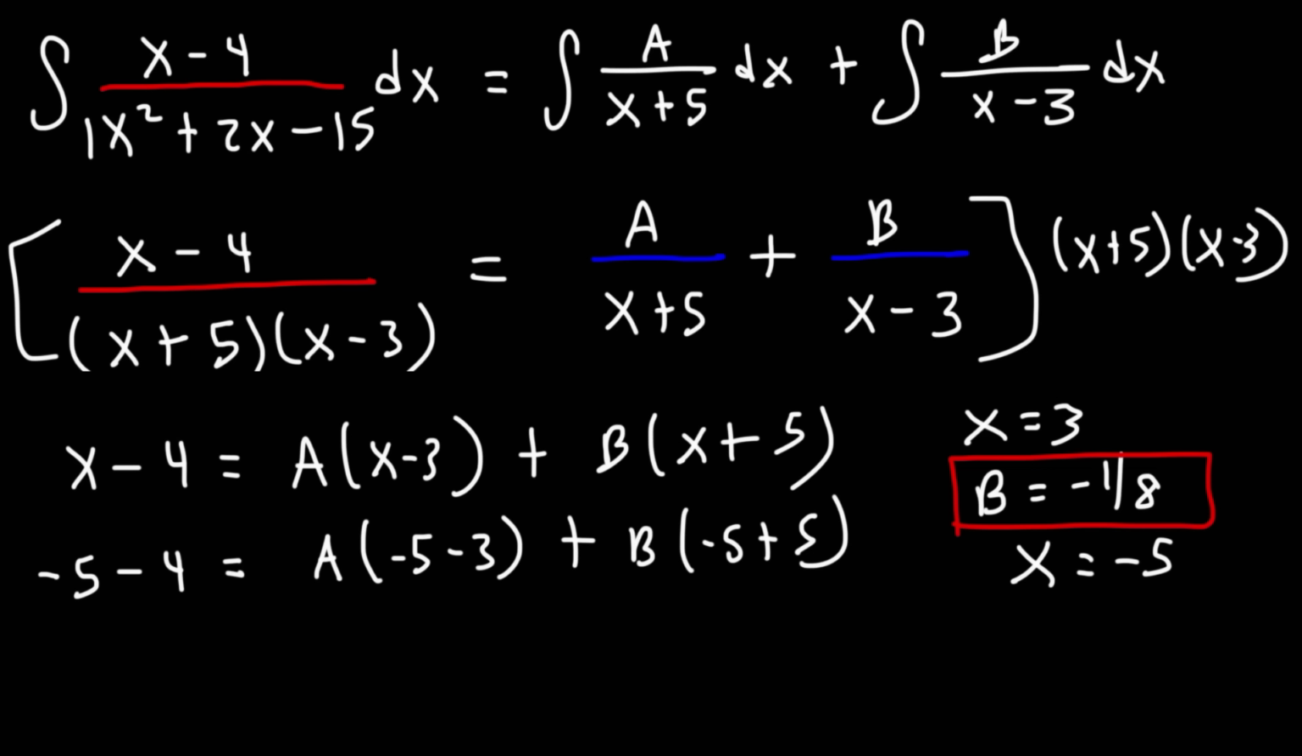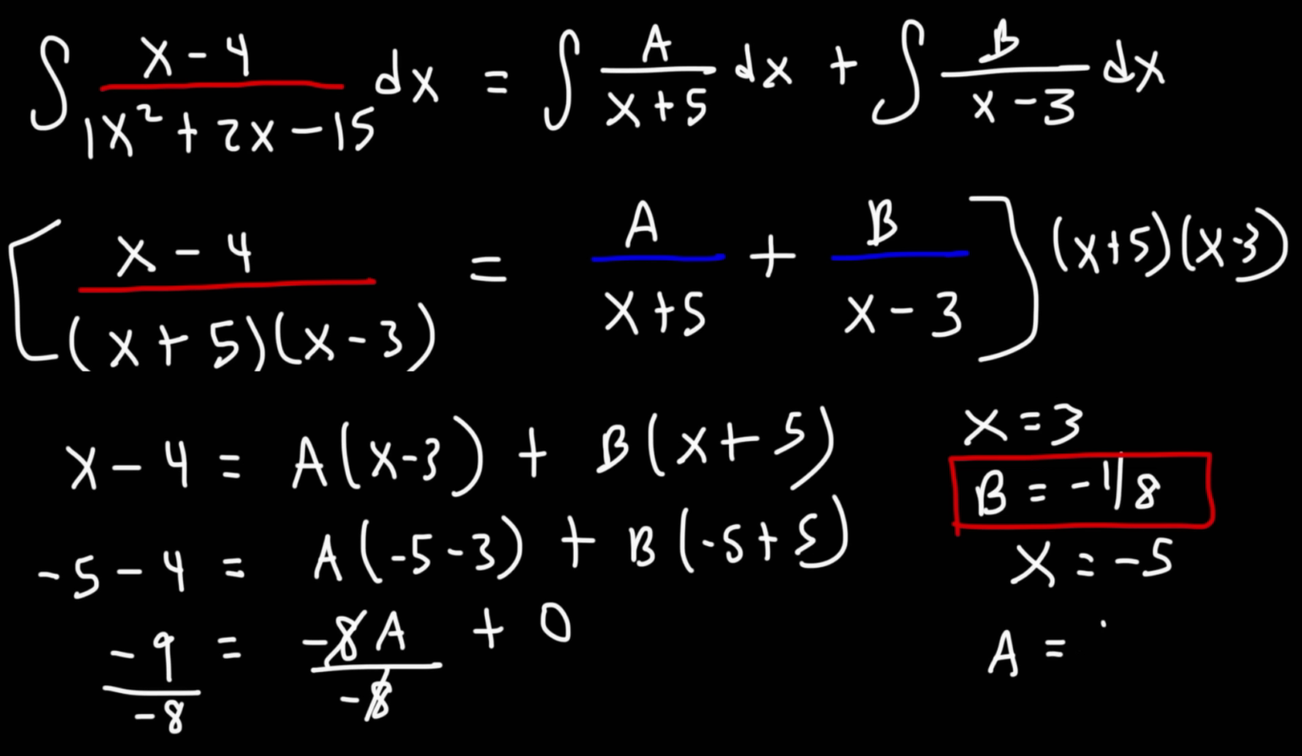Negative 5 minus 4 is negative 9. Negative 5 minus 3 is negative 8. And then negative 5 plus 5 is 0. Dividing both sides by negative 8, we get that a is equal to positive 9 over 8. The two negative signs will cancel.